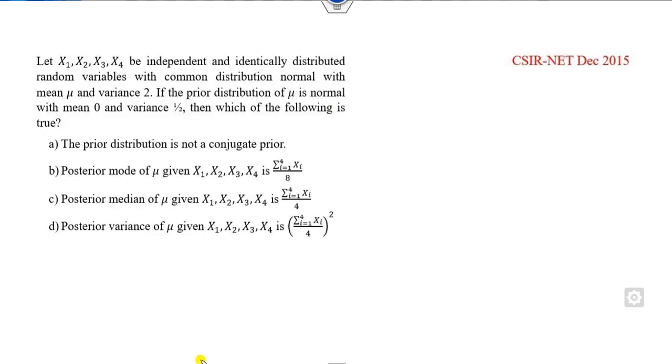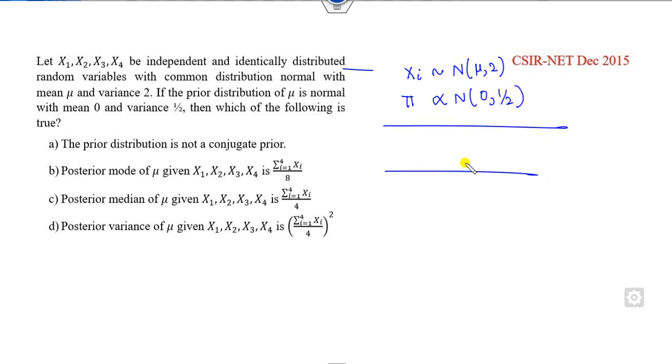Okay, now look at this one. What is given to you? The Xi's follow the normal distribution with mean mu and variance 2. The prior also follows the normal distribution with mean 0 and variance half. Then the following options are there.